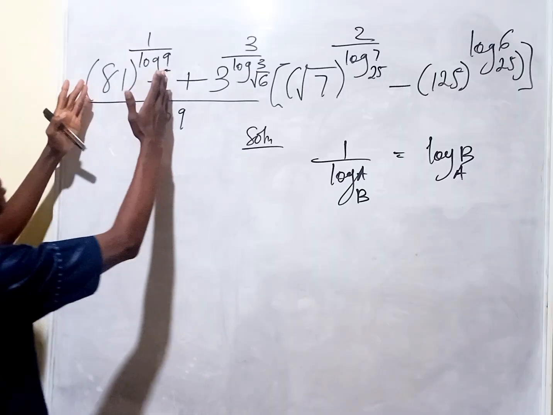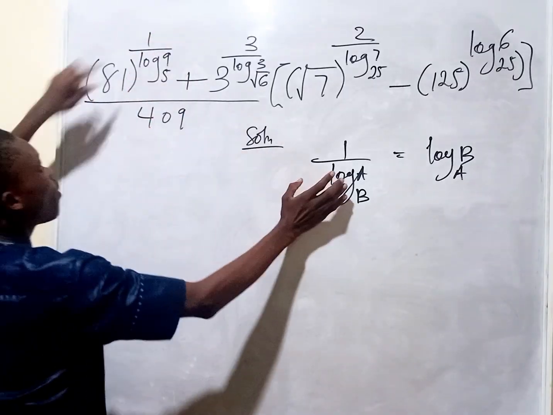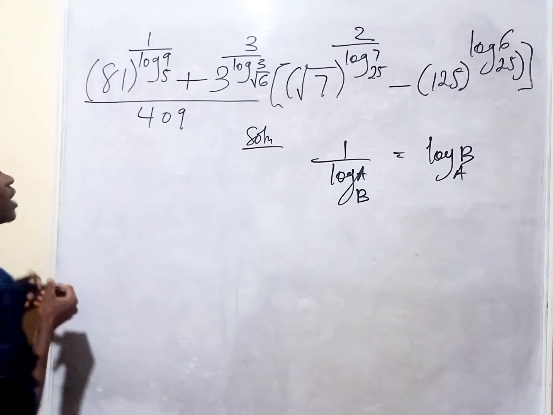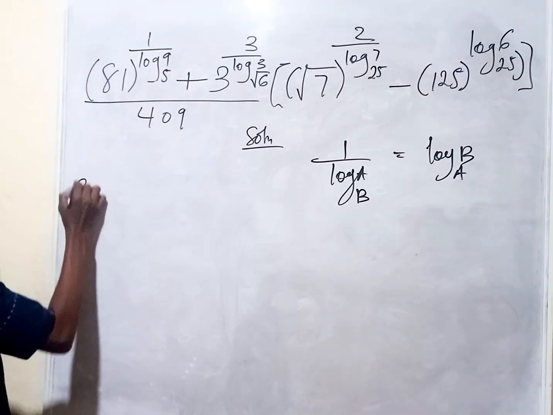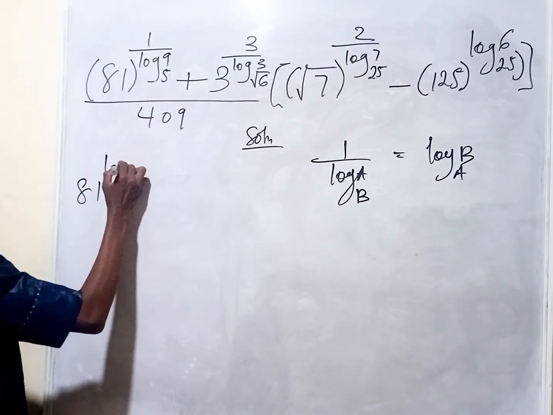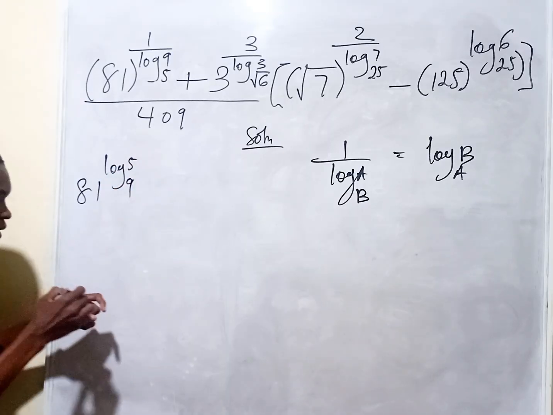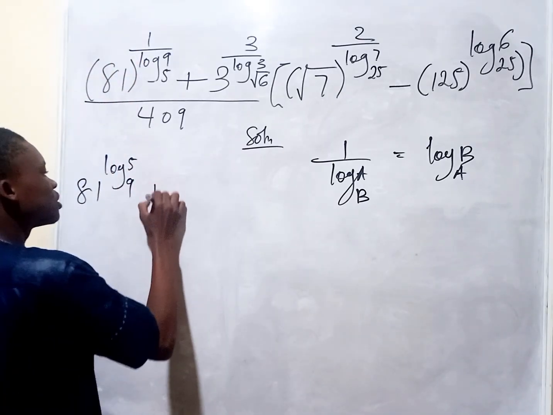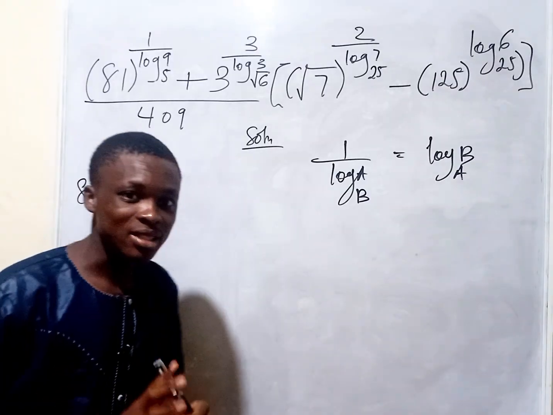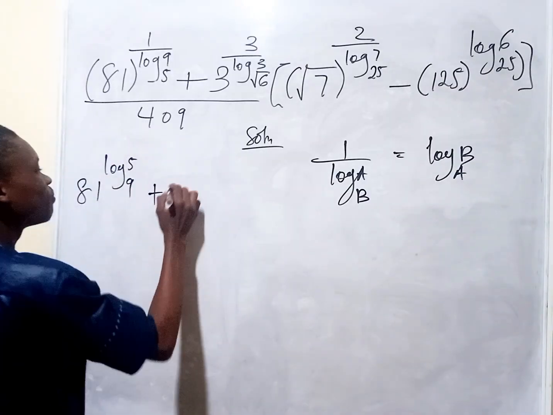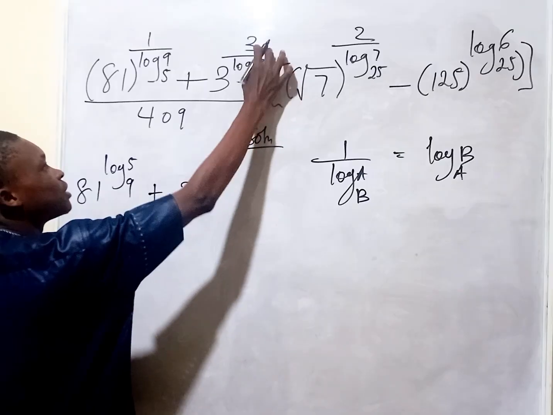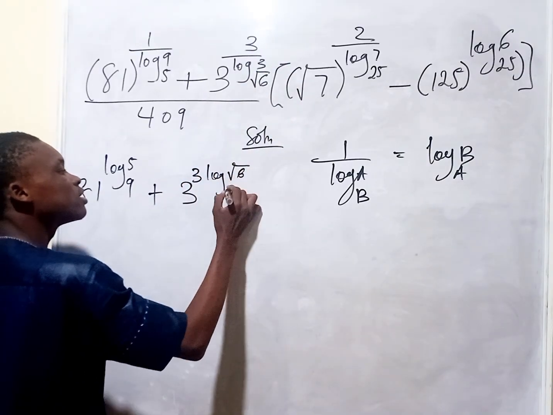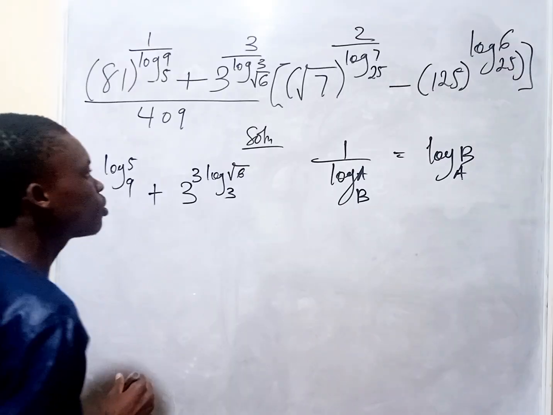If you look at this question very well, you will see that this one here is looking like this. They are the same thing. So the log and the base will interchange their position. And clearly here we are going to have log 5 base 9 for the 81 term. So clearly you can see that the log and the base have interchanged their position. Plus, you solve mathematics step by step. You don't rush it. Plus, this is 3. The log and the base interchange their position, and we have 3 log of square root 6 base 3. All right, so let's continue.